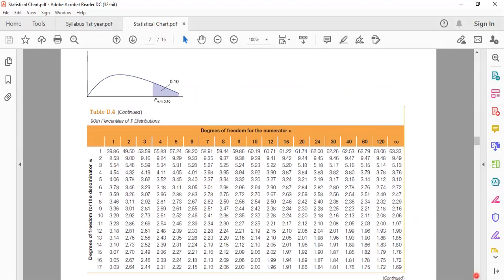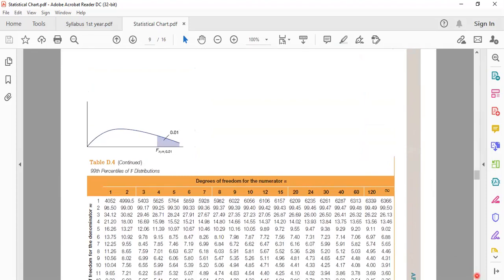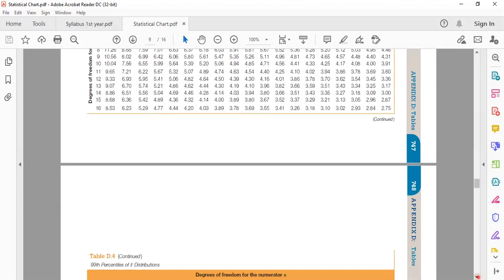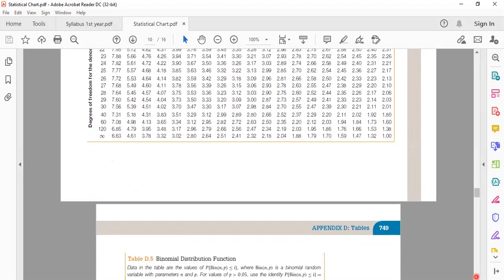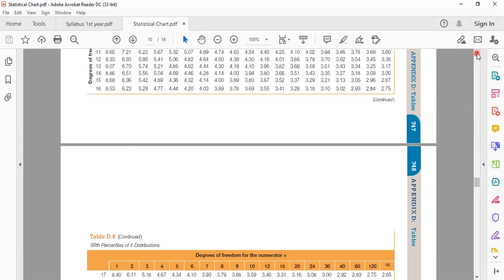And this is not the end. They have also provided the F statistic table for 90th percentile or 10% level of significance. So you can take the help of this chart if you want. They have also provided the F table for 99th percentile and 1% level of significance. So the F chart is quite huge. You can take any of these charts for your calculation.